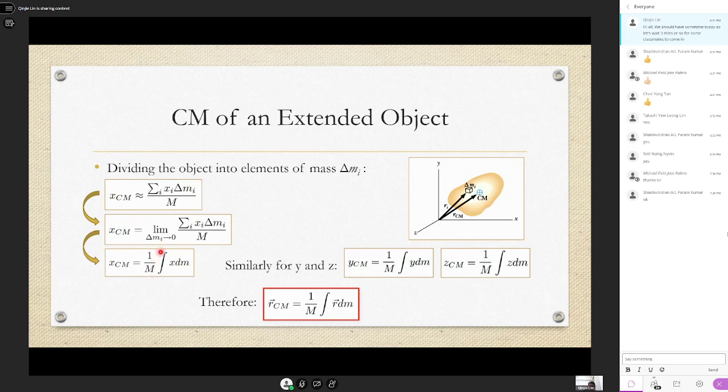In the x, you have one. In the y, you also have one. In the z, you also have one. So this is the general formula to find the CM. It's given by 1 over the total mass times the integral of r dm. r is our distance, or the displacement from a reference point. It can have x, y, and z directions inside, and dm is just a very small mass.